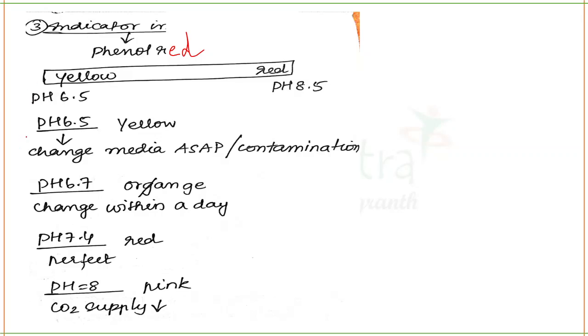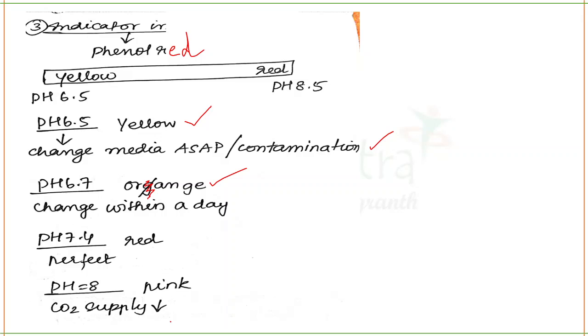Now, if the pH is 6.5, then the media's color will be yellow, which means a change of media is required as soon as possible, and maybe there is a chance of contamination. If the pH is 6.7, then it will be an orange color. What does that mean? It means that we have to change the media within a day. You have at least a day of time to change the media. You should remove the existing media and add fresh media. That is what it means.